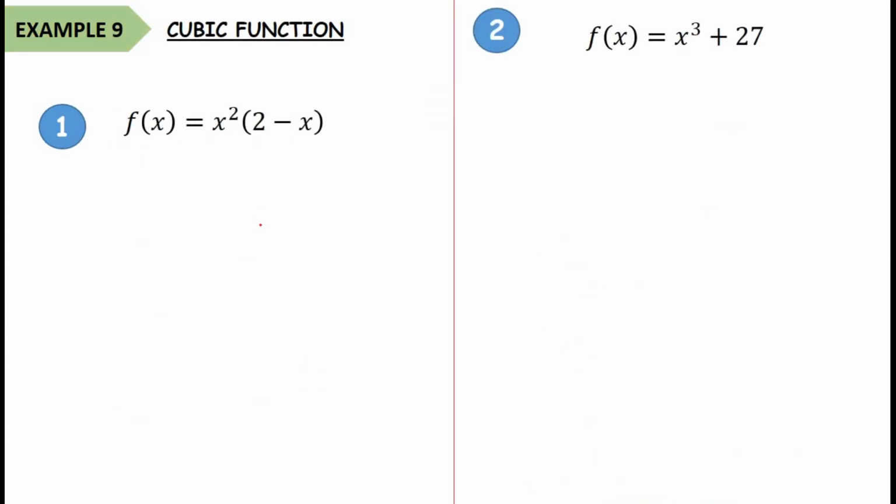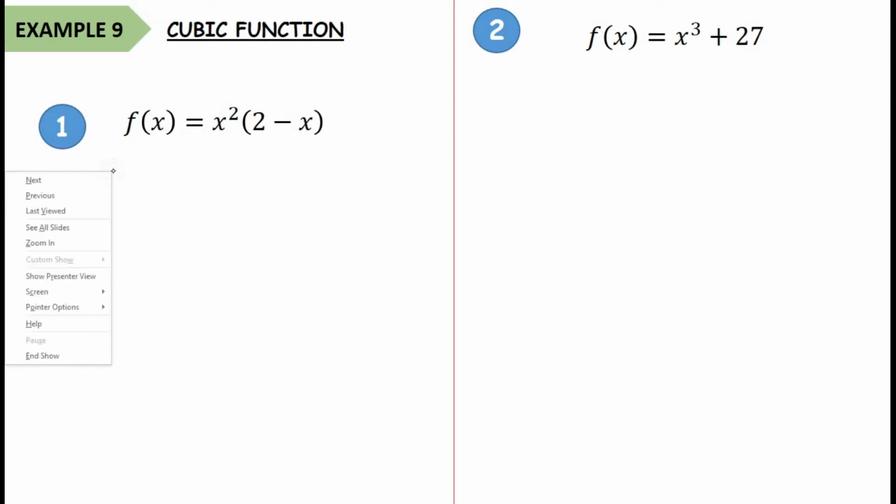Now let's continue with cubic function. So if you are given f(x) is equal to x squared times (2 minus x). To draw the graph, you should find the x-intercept first. To find the x-intercept, you must let f(x) is equal to 0.